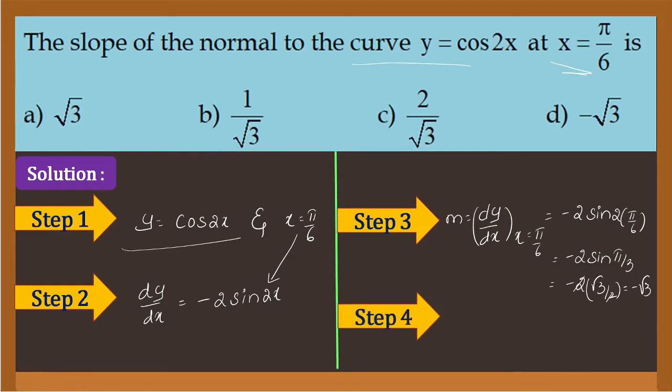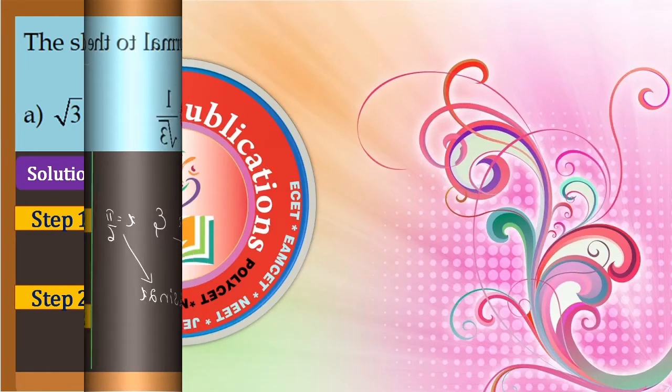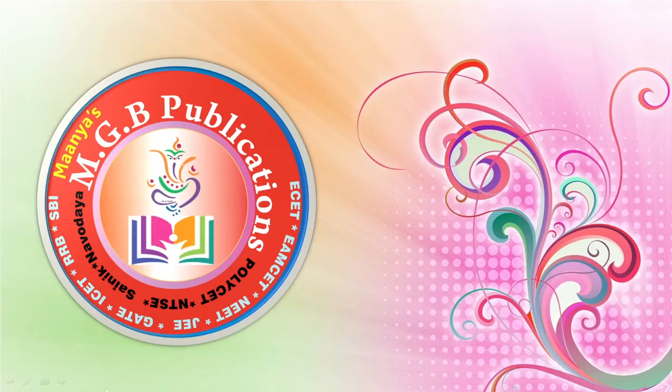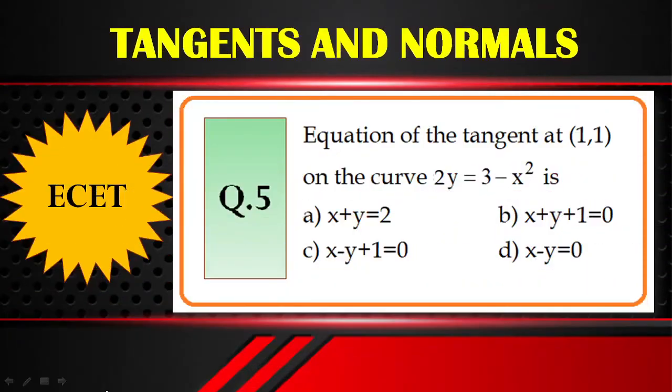Now, the slope of the normal is minus 1 by m is equal to minus 1 by m is here minus root 3 is equal to minus minus get cancelled 1 by root 3. Therefore, the answer is option B. Dear students, see the question number 5. Read the question and write it.